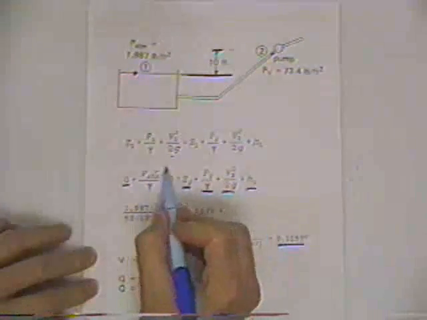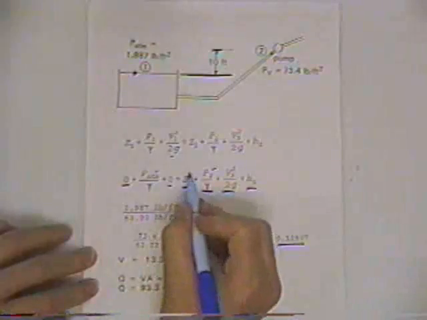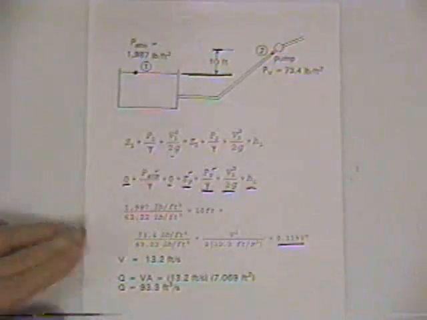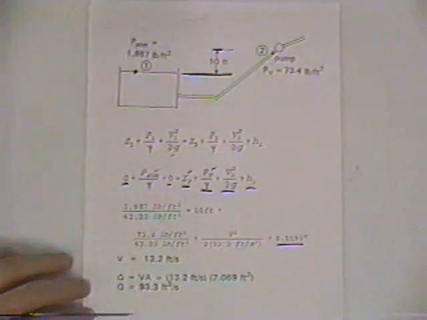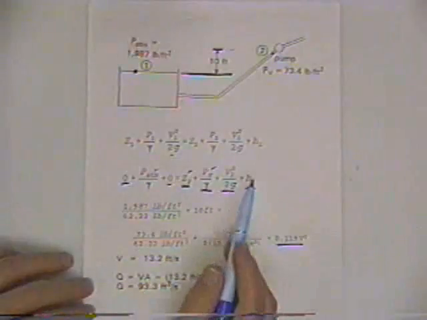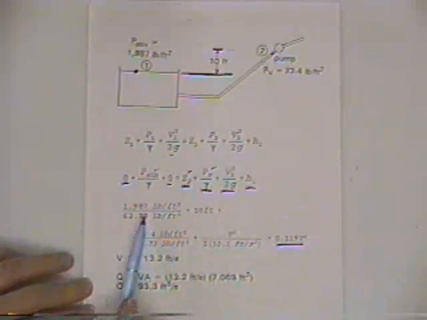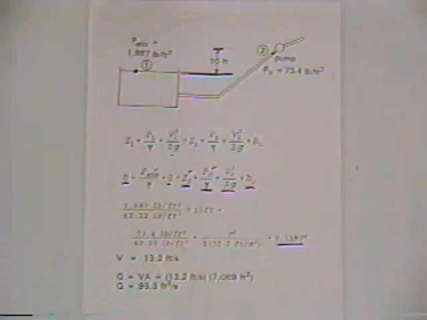And these things we know. We know the atmospheric pressure, we know the vapor pressure, we know the pump is 10 feet above the arbitrary datum there, 10 feet above the water surface in the sump area, and we'll have to compute the velocity. When we plug in all the numbers, the only unknown is velocity, and we can solve for the velocity.